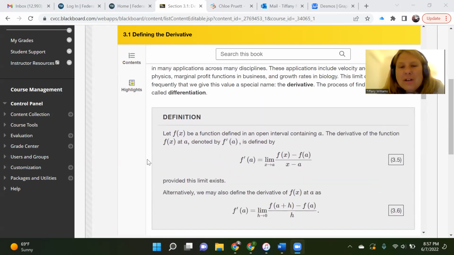So here is our definition of a derivative. Let f of x be a function defined in an open interval containing a. The derivative of the function f of x at a, denoted by f prime of a, is defined by f prime of a is equal to the limit as x approaches a of f of x minus f of a over x minus a. Or you can do it in terms of the limit as h approaches 0 of f of a plus h minus f of a over h.